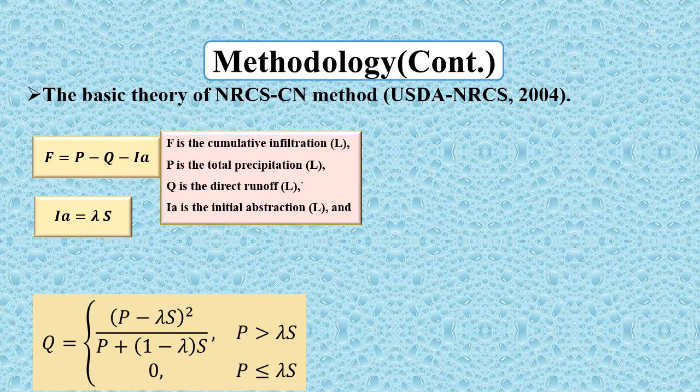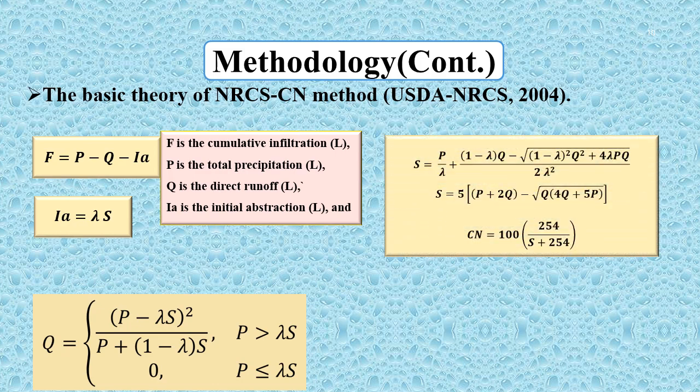So this is the balance equation formulated so that the recharge, or what we call infiltration, is equal to the precipitation coming from the air minus the runoff minus the initial abstraction. And this initial abstraction is equal to a parameter called lambda times S, and S is called the maximum retention of the basin, which is given by this formula. This is the equation for S, which depends on precipitation and runoff.